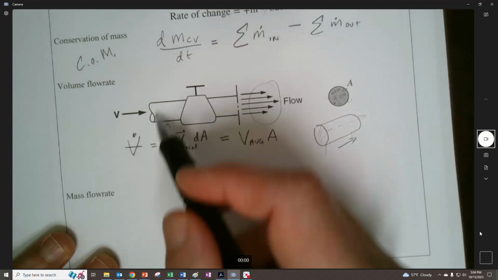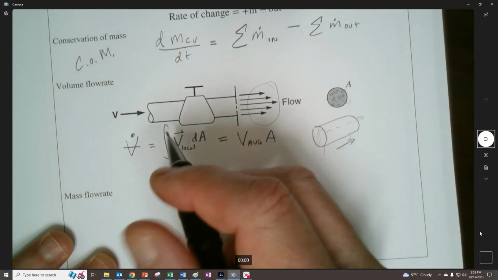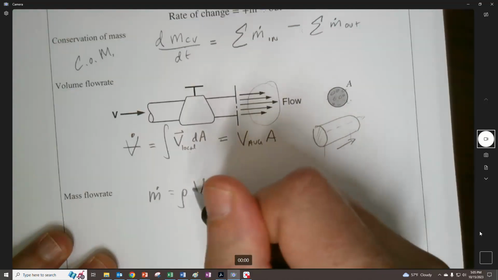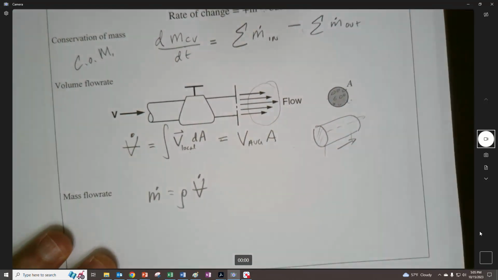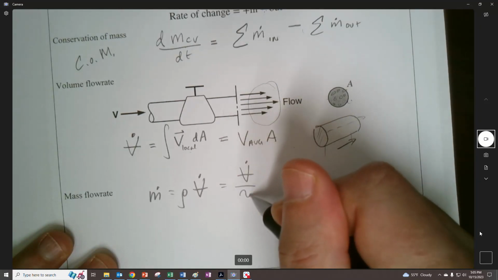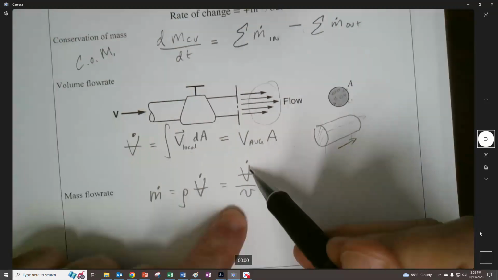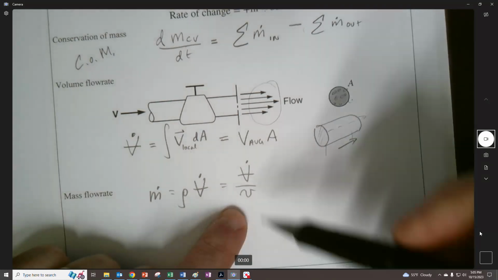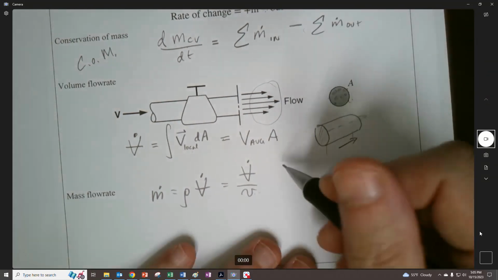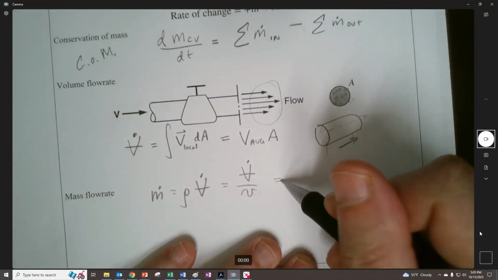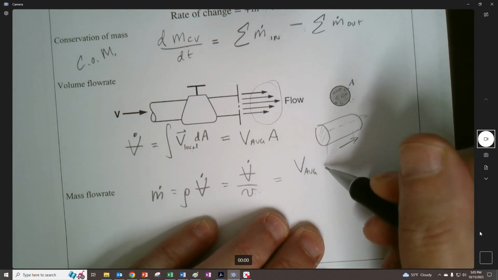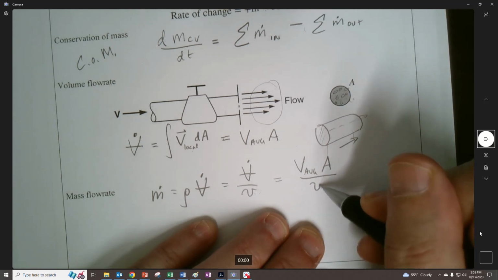And to get over to the mass flow rate from that, you could just take the density and multiply it by the volume flow rate. Or, because we do it so often with our specific volume, we could just take this volume flow rate and divide it by the specific volume, and we would get the same thing.